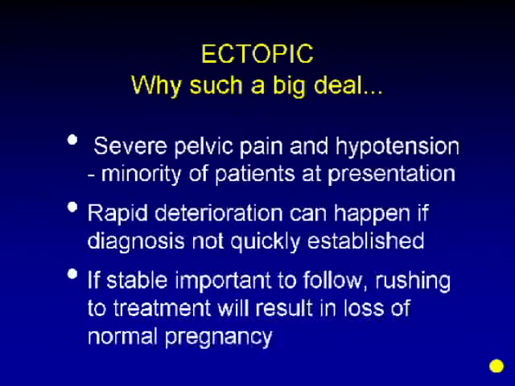It's because the severe pelvic pain and hypotension are present only in a minority of patients, and rapid deterioration can happen if the diagnosis is not quickly established. It's also important because rushing to treatment, which is unnecessary, will result in loss of a normal pregnancy.